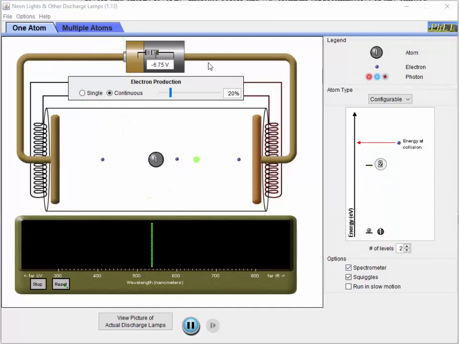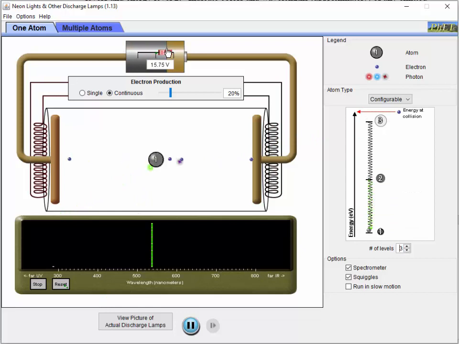Then what I'm going to have you do is increase the energy levels to 3, evenly space these levels, and jack up the battery such that we have enough energy to excite both of these levels. Please do make sure that you reset this, because I don't want the previous levels to contaminate this.